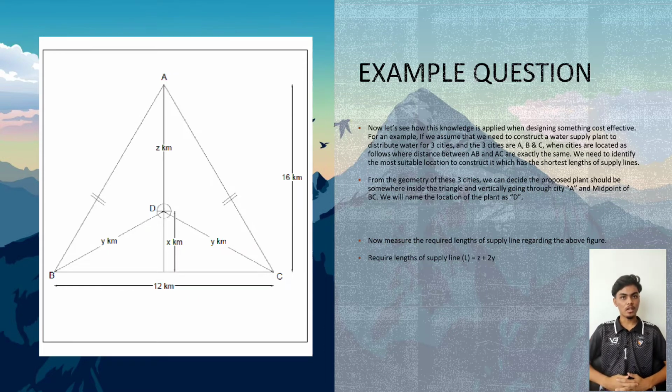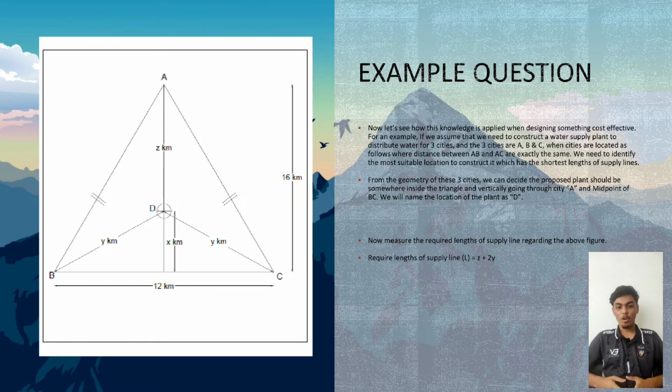For example, if we assume that we need to construct a water supply plant to distribute water to 3 cities, and the 3 cities are A, B, and C. When cities are located as follows, where the distances AB and AC are exactly the same, we need to identify the most suitable location to construct it, which has the shortest length of supply lines.